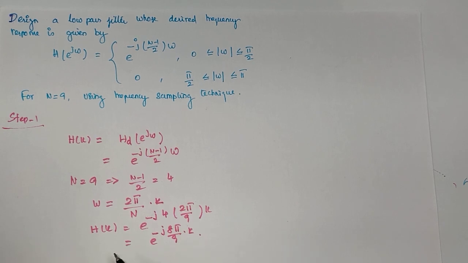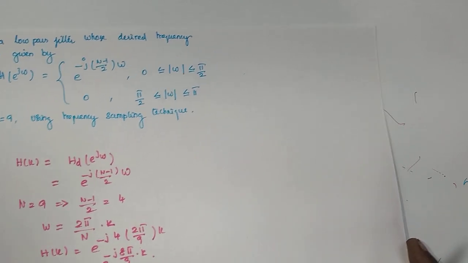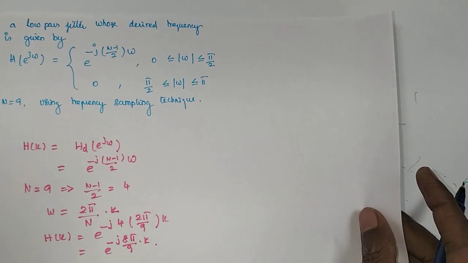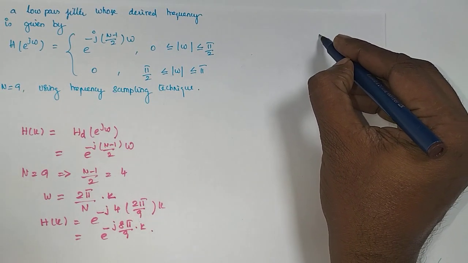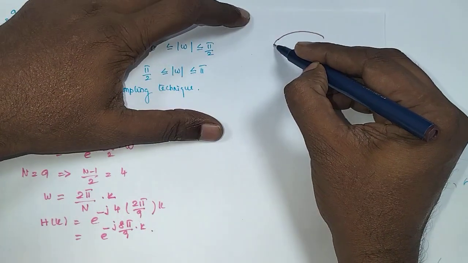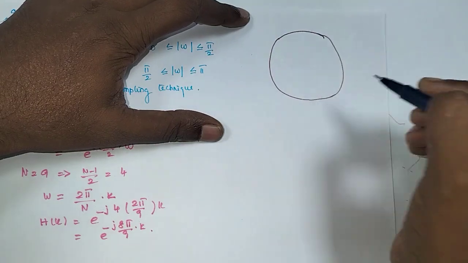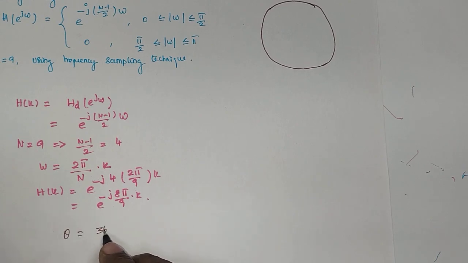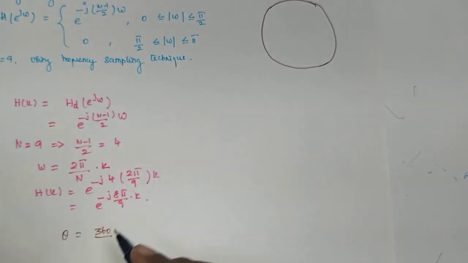The next step is to find for what different samples of k you have the frequency response. To find the different k values for our frequency response, you have to draw the unit circle. Before that, you have to divide the 360 degrees. I am taking the angle theta as 360, that is 2 pi, and I am bisecting the circle of 360 degrees into N number of samples, where N is equal to 9.